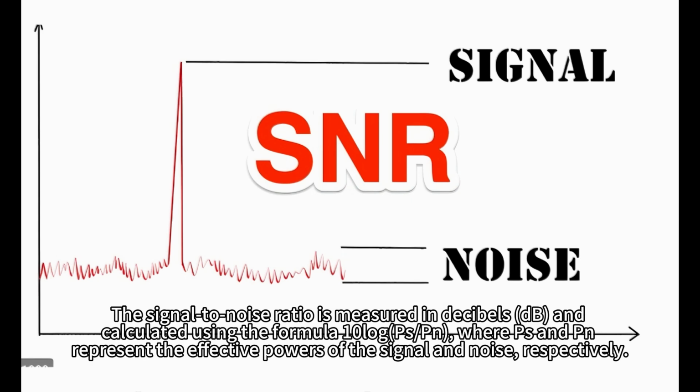PN, where Ps and PN represent the effective powers of the signal and noise, respectively.